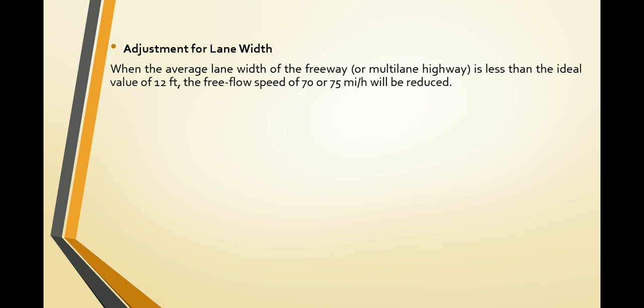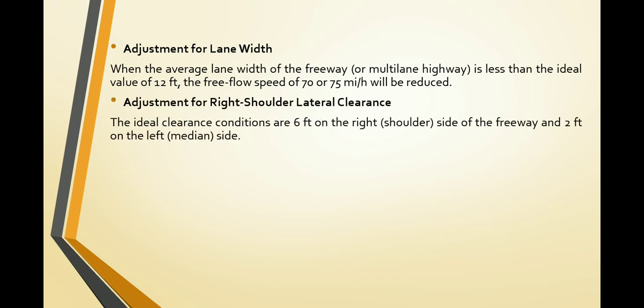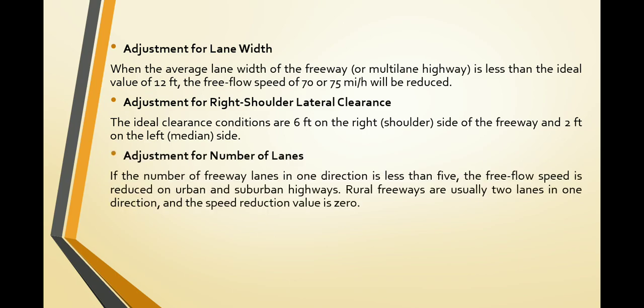Adjustment for lane width. When the average lane width of the freeway is less than the ideal value of 12 feet, the free flow speed of 70 or 75 miles per hour will be reduced. Adjustments for right shoulder lateral clearance. The ideal clearance conditions are 6 feet on the right shoulder side of the freeway and 2 feet on the left median side.